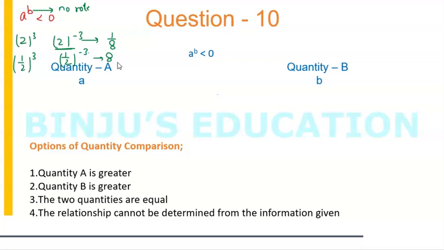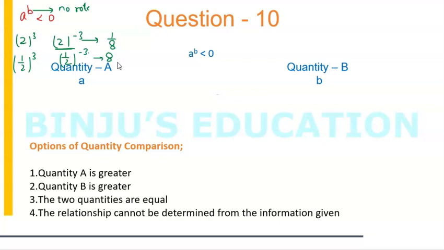So the point is, whether the power is positive, negative, or 0, something to the power 0 is always equal to 1. We know that. Apart from 0, because 0 to the power 0 is not defined, but apart from that, you take any number, raise it to the power 0, it's always equal to 1. So whether you have a positive power or a negative power, the expression will never change its sign.